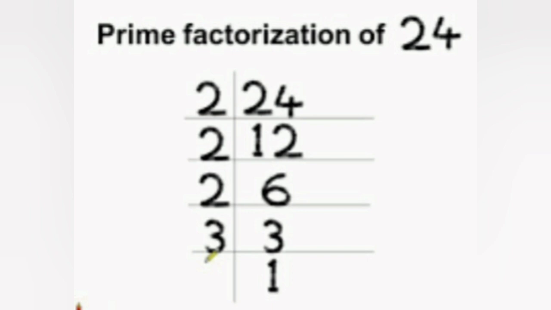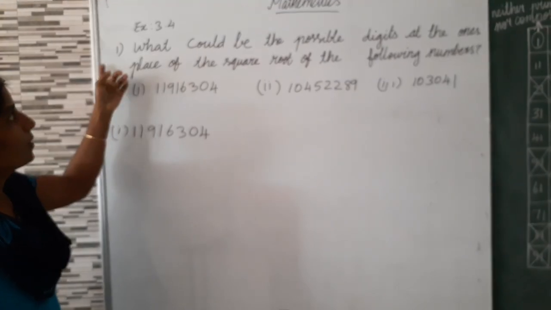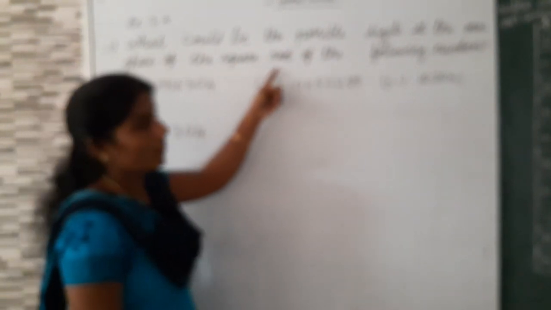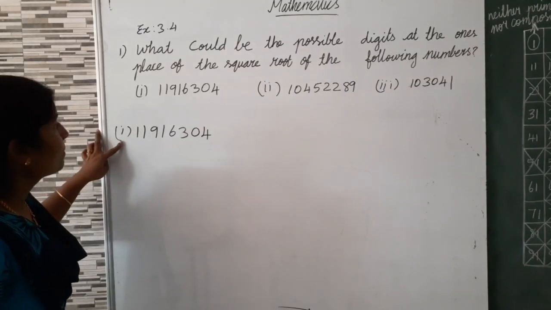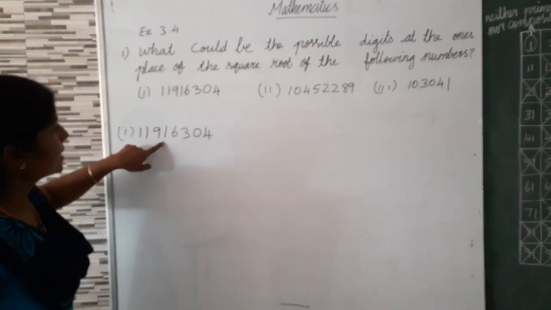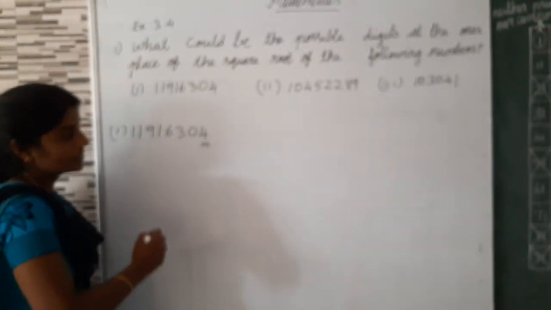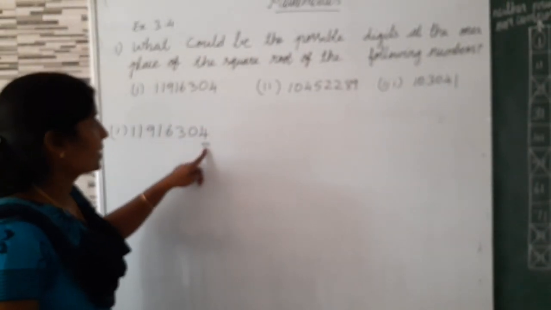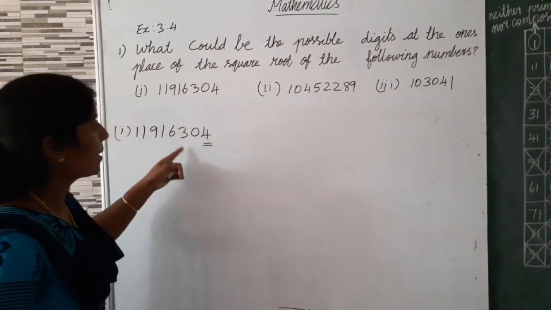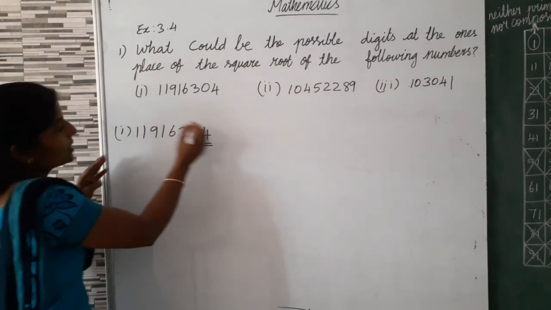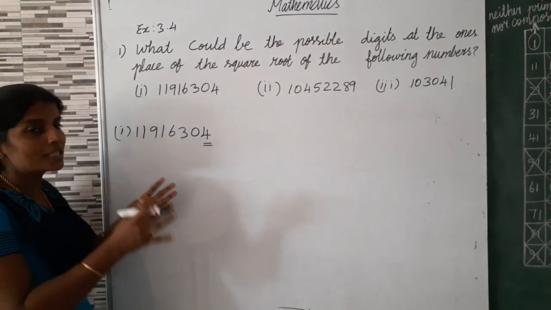Exercise 3.4. What would be the possible digits at the ones place of the square root of the following numbers? Number 1: 1 crore 19 lakh 16,304. Now here listen. What is the ones digit? Ones digit is 4, isn't it? Now what is the square root of these numbers? What's the ones place?